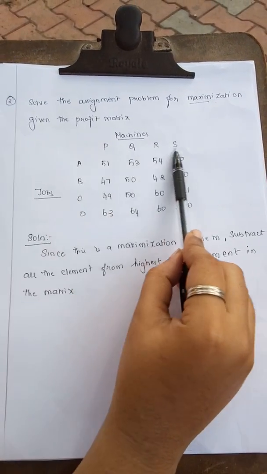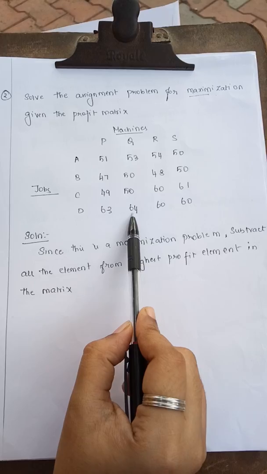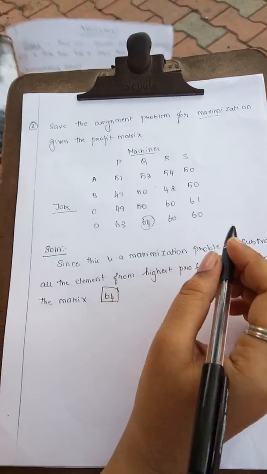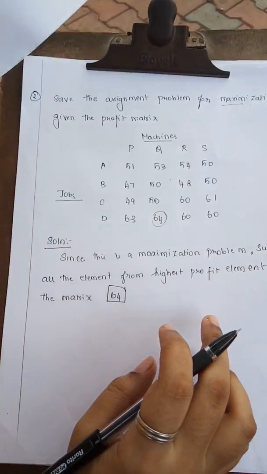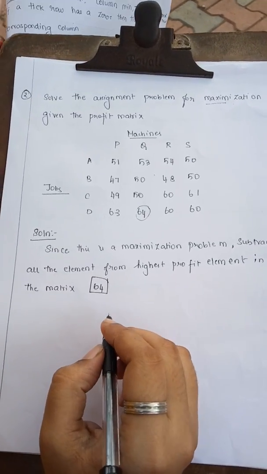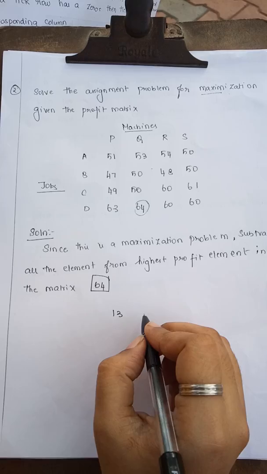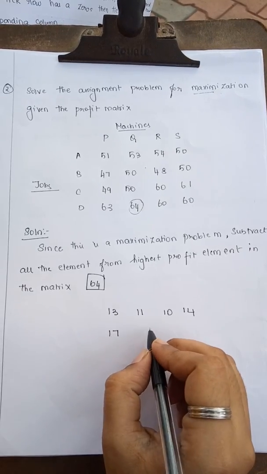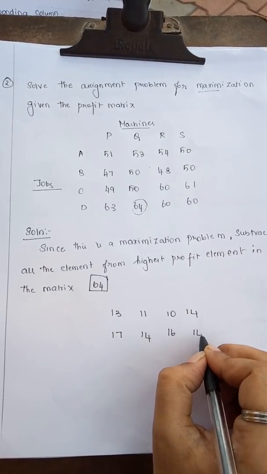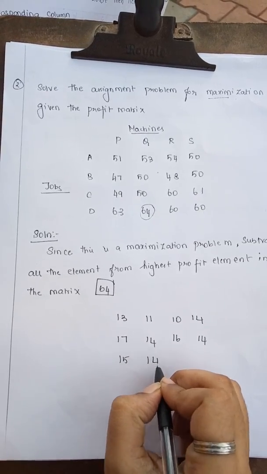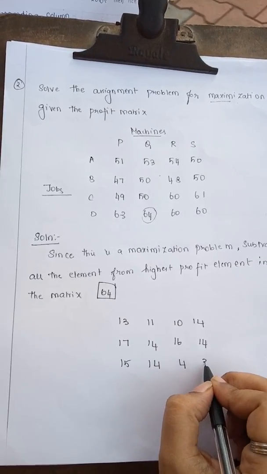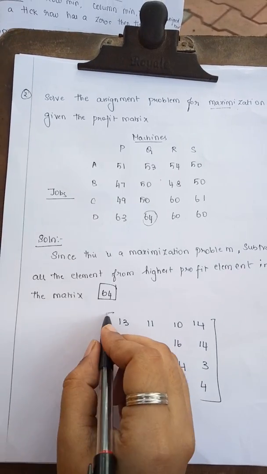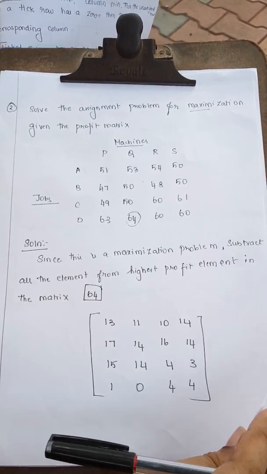So in this matrix, the highest element is 64. So subtract all your elements from 64. So what will you get? 64 minus 51 is 13, and 11, 10, 14, 17, 14, 16, 14, 15, 14, 4, then 3, 1, 0, 4, 4. So this will be your new matrix, which converts your maximization problem into a minimization problem.